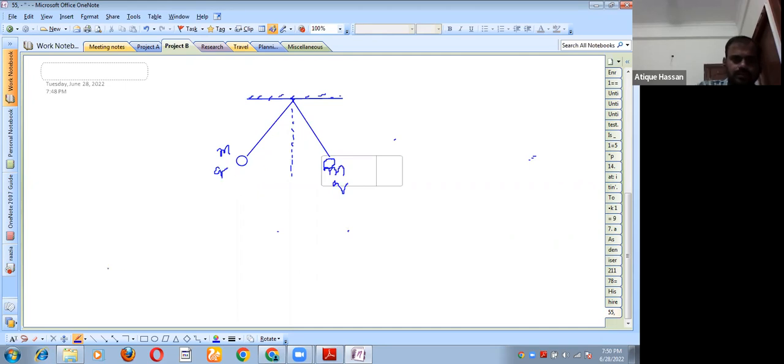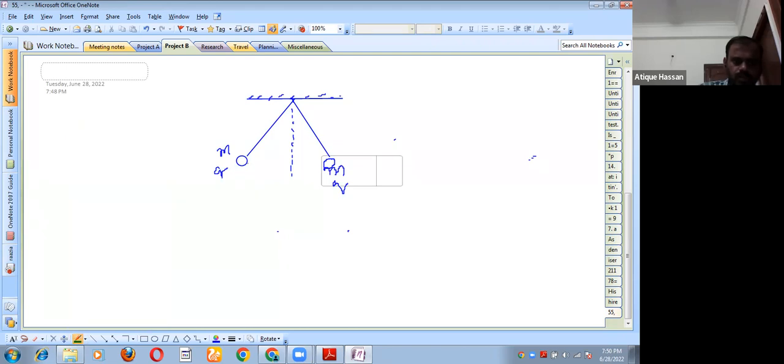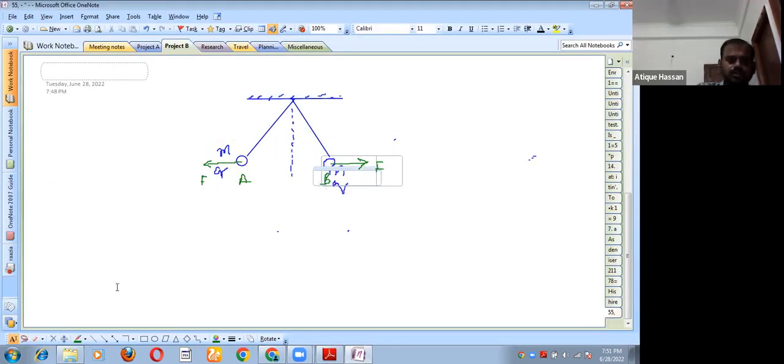So what will happen? Due to electrostatic repulsion, since both have equal charge, there will be electrostatic repulsion. Suppose this force F acts on this charged ball, and a force F acts on the other charged ball. Suppose these balls are A and B. So they will be separated because of electrostatic repulsion, and at some point both the A and B balls will come to equilibrium.